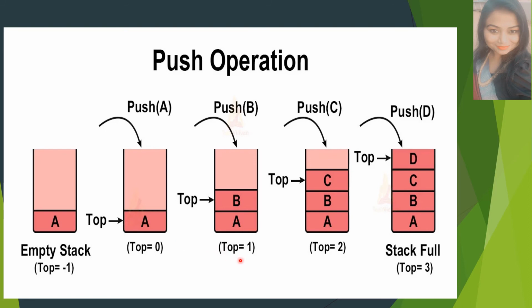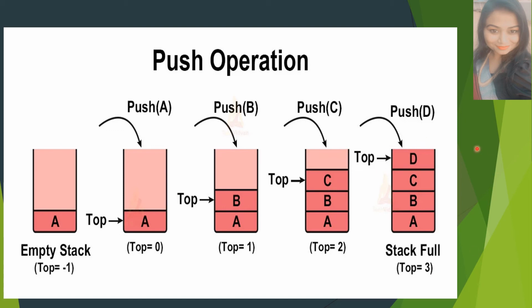Then the next element is B. The process of adding the new element into the stack. The element is B, and the top pointer is incremented by 1, so the top is equal to 1 now. Then go to the next step. Here the element is C. We add the new element C into the stack. Here the top is incremented by 1, so the top is equal to 2.